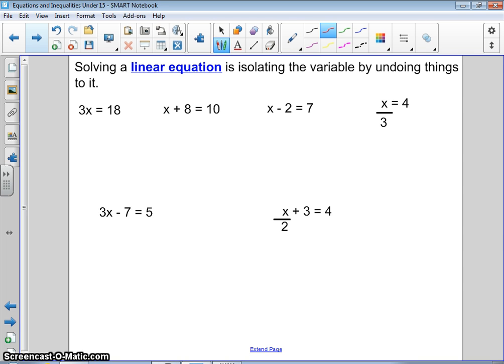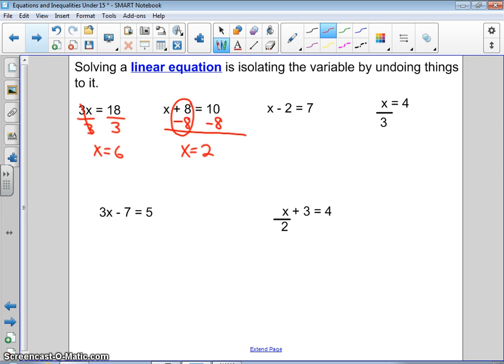So in this first one, we've got 3 times x. And so the opposite of multiplying by 3 is going to be to divide by 3. These will cancel out, and we get x equals 6. And the second one right here, we're adding an 8 to x, so we're going to undo that by subtracting an 8. We've got to do it to both sides. This part cancels out, and we get x equals 2.